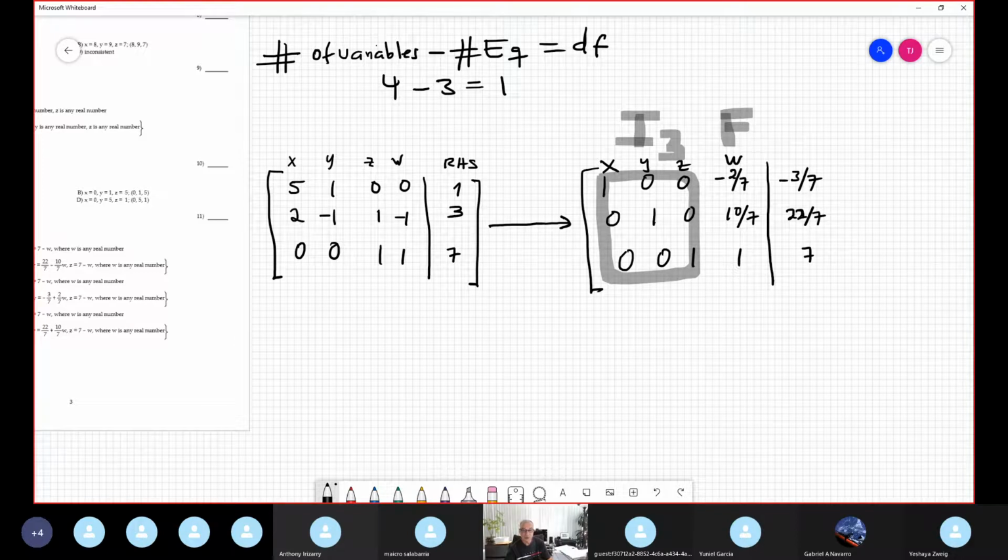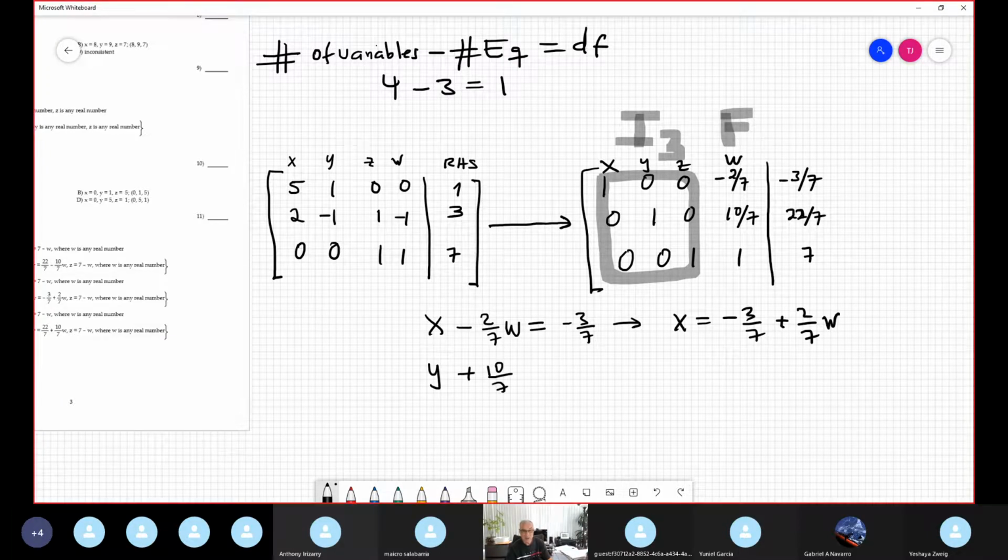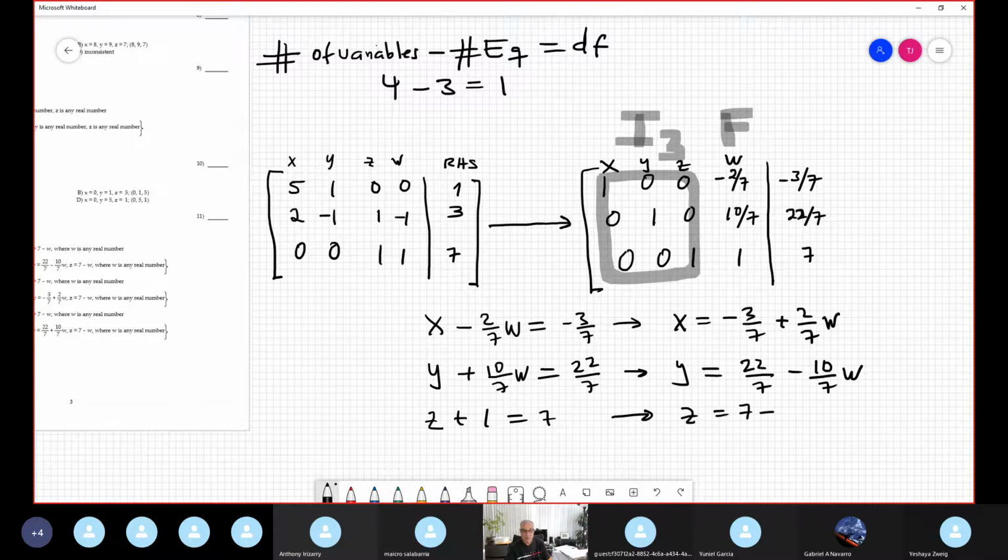Each row has an equation. We have x minus 2/7 W equal to negative 3/7, which is equivalent to x alone: you always isolate the non-free variable, x equals negative 3/7 plus 2/7 W. Y is similar: y plus 10/7 W is equal to 22/7, so y is 22/7 minus 10/7 W. And z plus 1 W equals 7, therefore z is equal to 7 minus W.